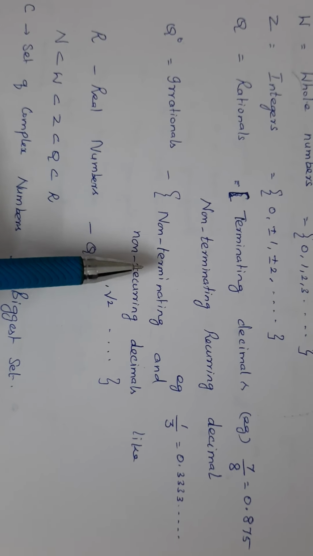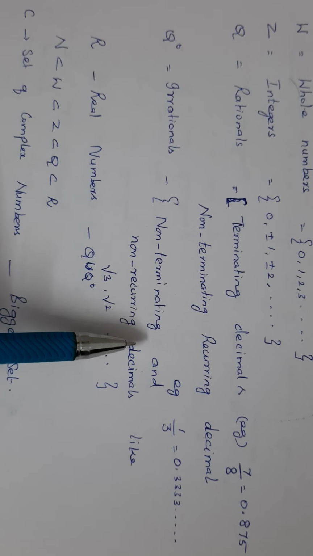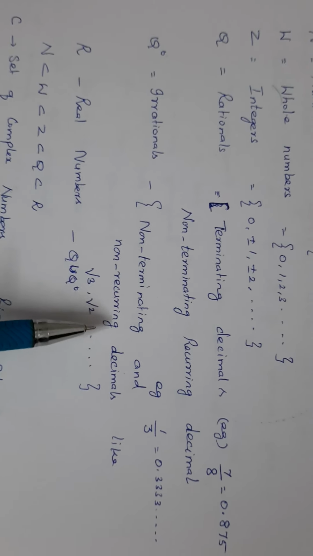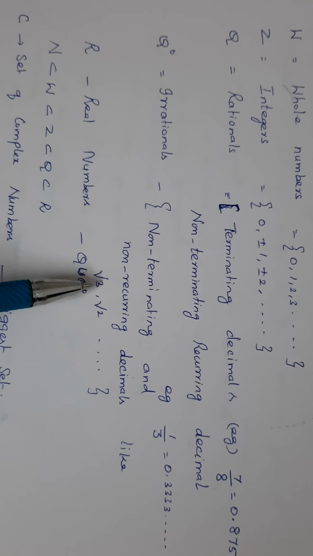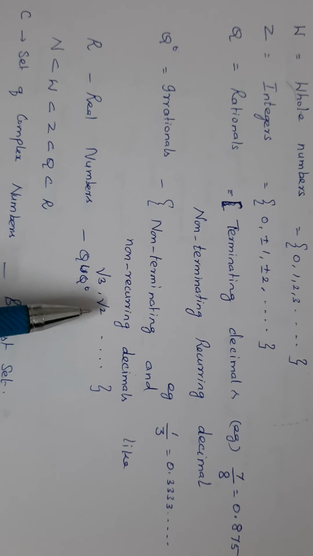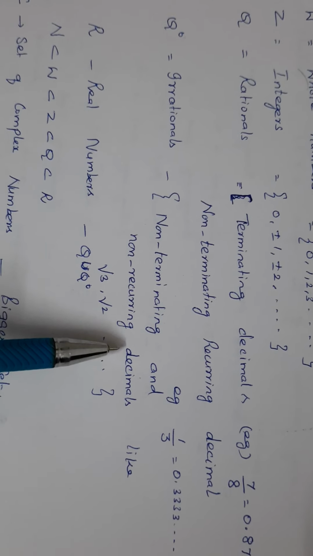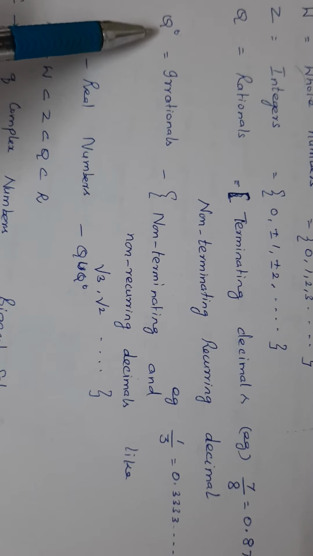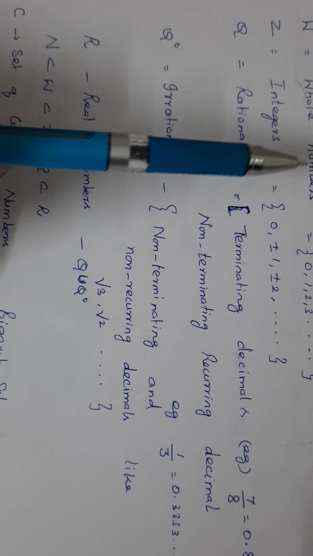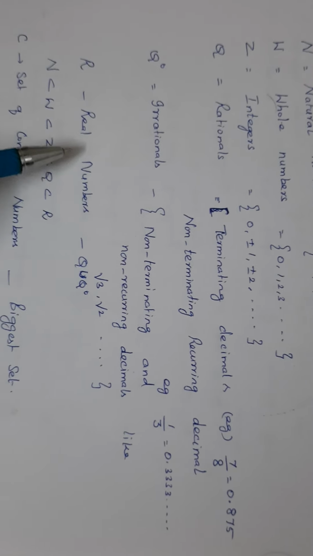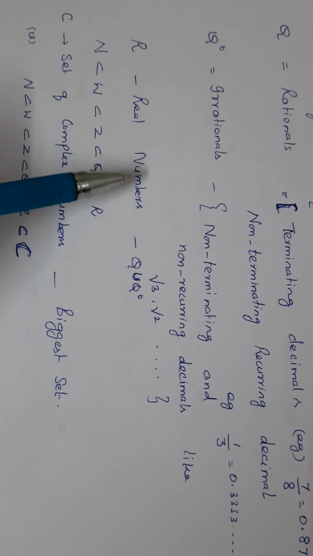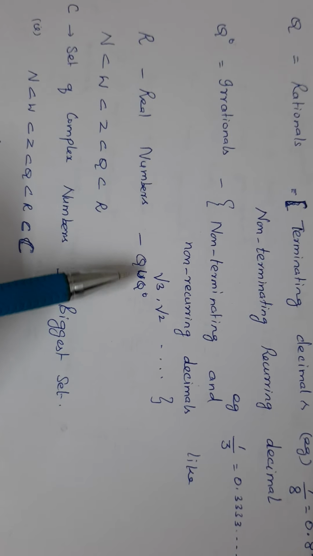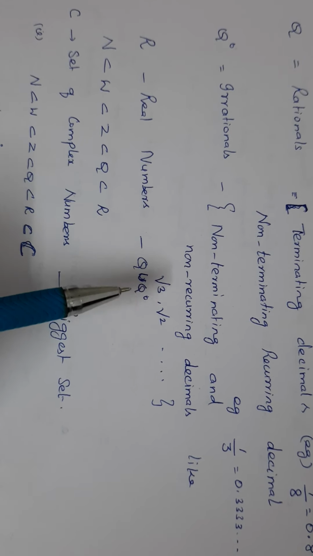Then there are also some numbers which are non-terminating and non-recurring. Where do we come across these? In square root, cube root, nth root, etc. we come across such decimals. So these numbers are termed as irrationals, which is denoted by Q0. Then all the numbers together constitute a set called the set of all real numbers, which is denoted by R. In short, we can say R is the union of Q and Q0.